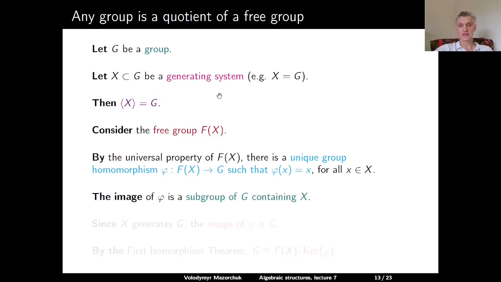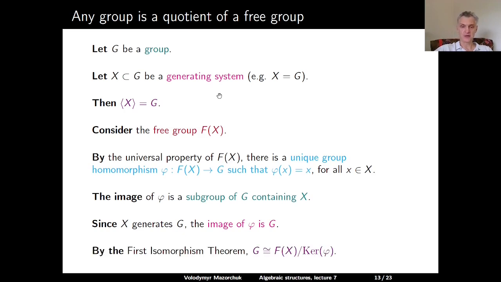The image of phi is a subgroup of G containing X, and since X generates G, the image of phi is G. So now we have a group homomorphism from a free group F of X to our group G, which is surjective. So by the first isomorphism theorem, G is isomorphic to the quotient of F of X by the kernel of phi.